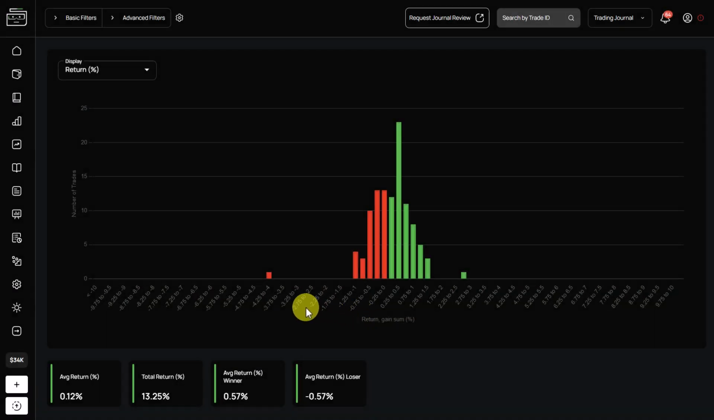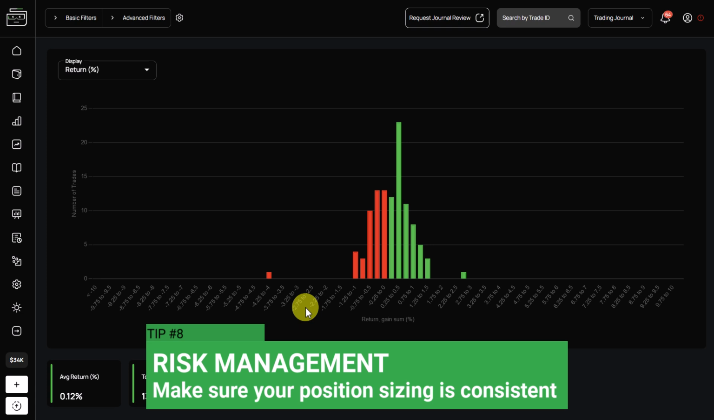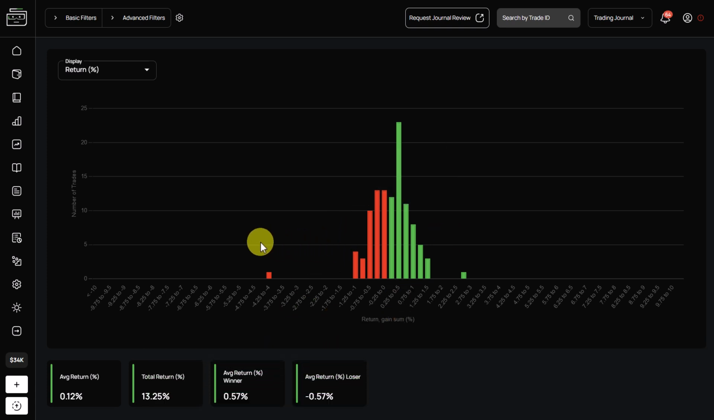Risk management and position sizing is of course really important for any type of trader. And with our risk distribution, you can see right away if you have outliers and if there's more work to be done on your position sizing.